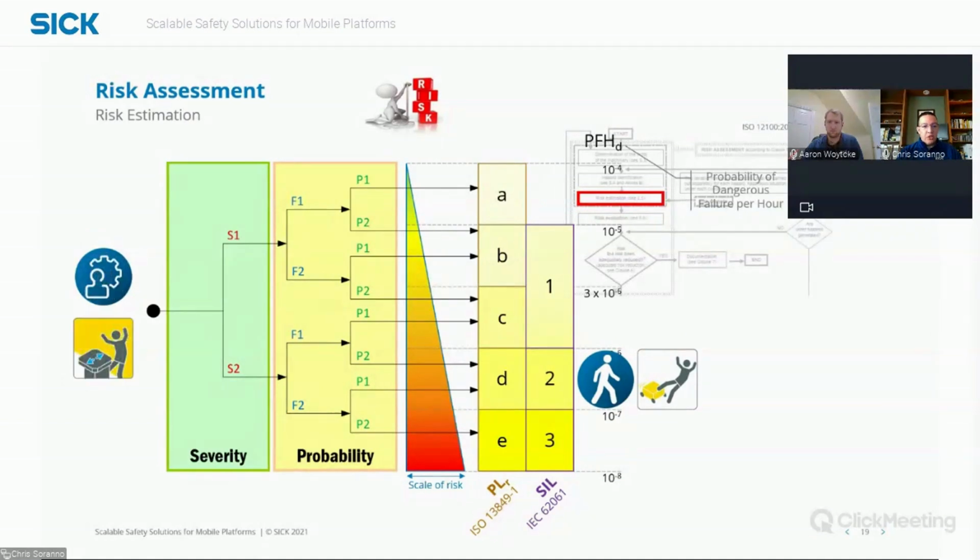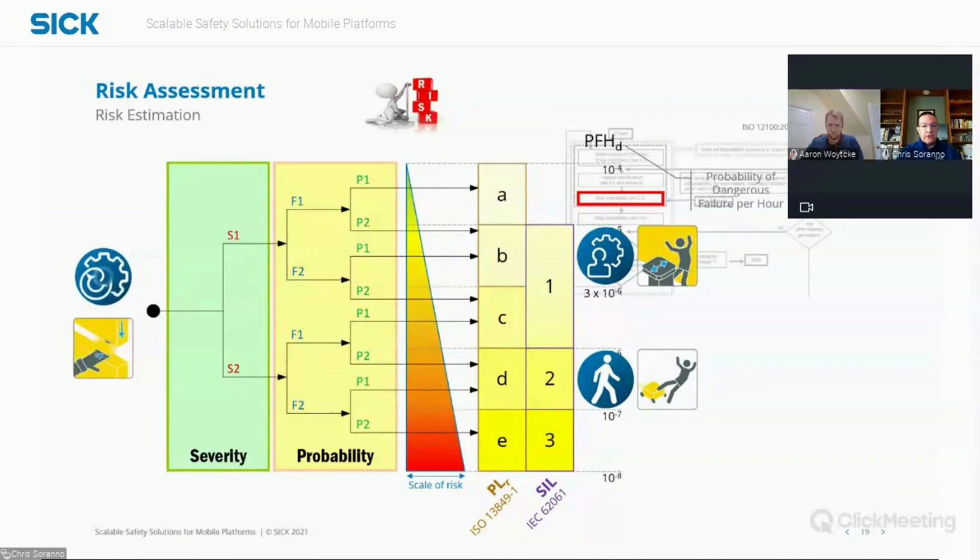If we look at the next one, the operator being crushed by the mobile platform, here the severity might be lower because of the speed or mass of the application, but the frequency is high. The probability we could probably rate as low. And here we have a different level of risk.